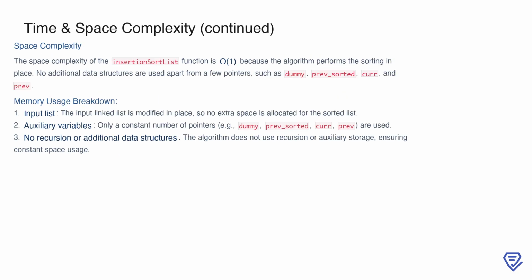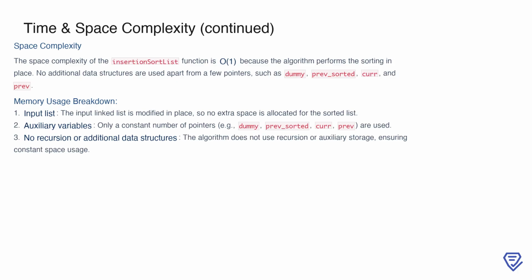The space complexity of the insertion sort list function is O(1), as the algorithm operates directly on the input list without using additional data structures. Let's break this down. First, the sorting is done in place, meaning the original linked list is modified directly to produce the sorted result, so no extra space is allocated for a separate sorted list.